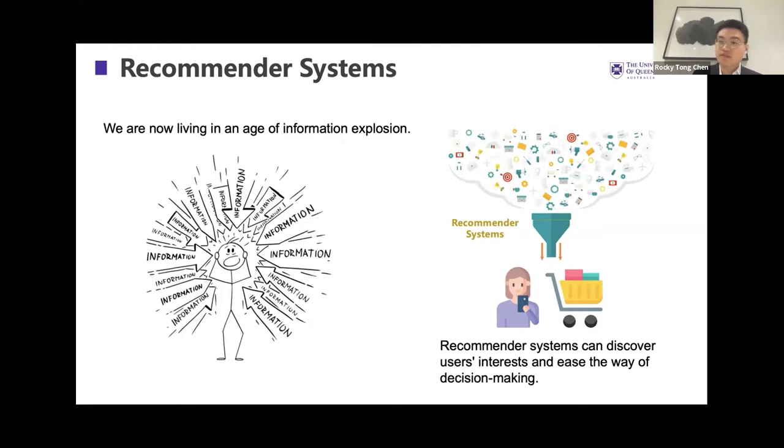And this is where the recommender systems come into play, because the systems can simply help discover your potential interests based on your previous interaction records and your profile. And with the discovered interests, they will be able to recommend the relevant items, products, or services to you. Long story short, the recommender systems simply ease the way of decision making for different online users.